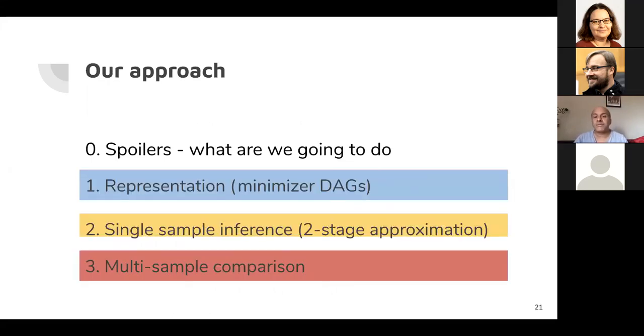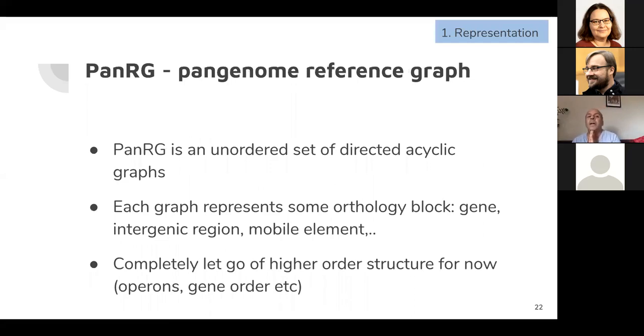Okay, here we go, into the blue: representation. We call it a pan-RG, a pan-genome reference graph. It's an unordered set of DAGs. Each DAG represents some orthology block, which will be a gene or an intergenic region. We've used genes and intergenic regions in this talk, but you could use mobile elements or other things.